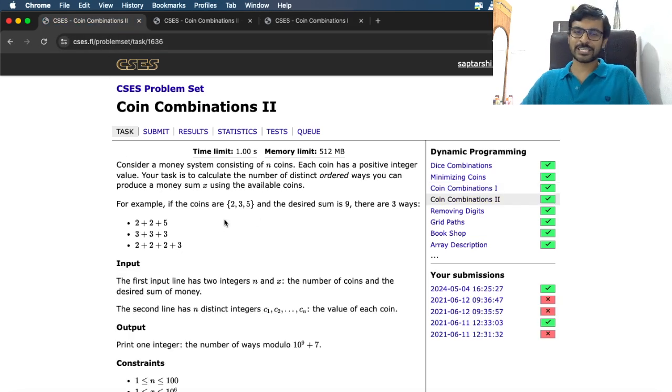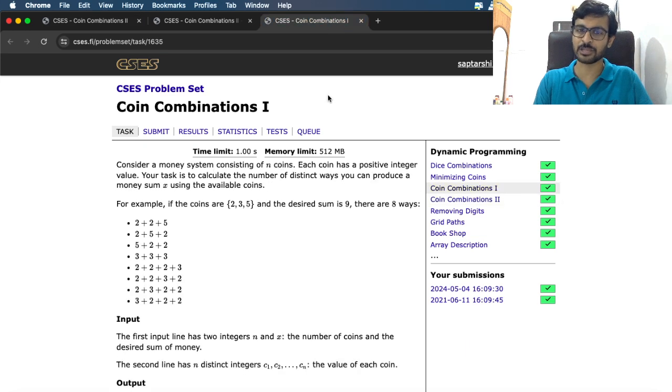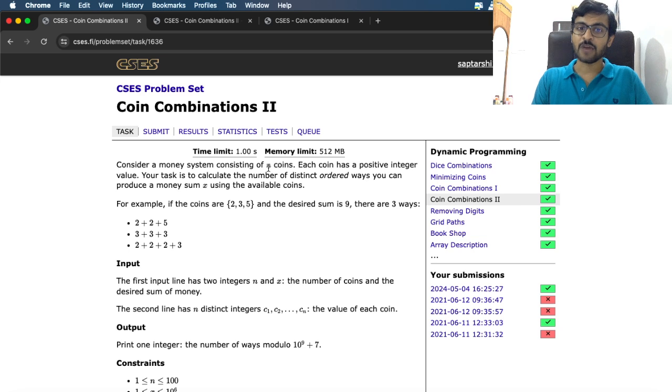So what does this video basically talk about? It says you have a similar money system of n coins as you had in the previous question of Coin Combinations 1. You have to tell in how many ways. So basically there are n types of coins. Each coin has some value associated with it, like some are 2 rupee coins, some are 5 rupee coins, and so on. And now you have to say in how many ways you can reach a sum of x. This is identical to the previous question, but there is one significant difference, which is this particular word, ordered. So you have to count the distinct ordered ways to produce the sum of x.